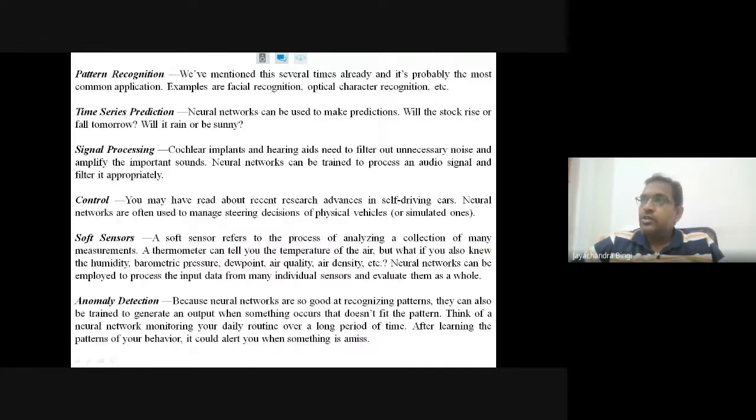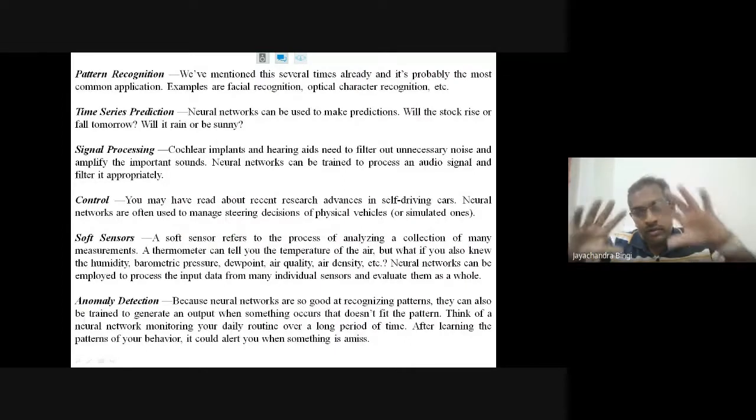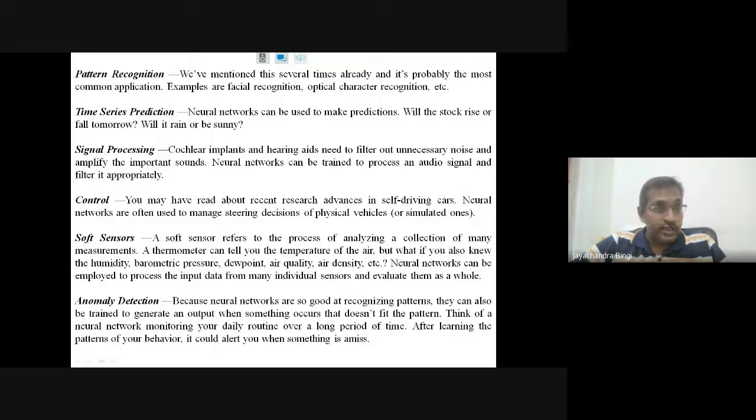Next is where we use this kind of artificial neural network: pattern recognition. That may be facial patterns, geographical patterns, or any other patterns, such as the pattern of writing. So for different pattern recognition tasks, we can use artificial neural networks.